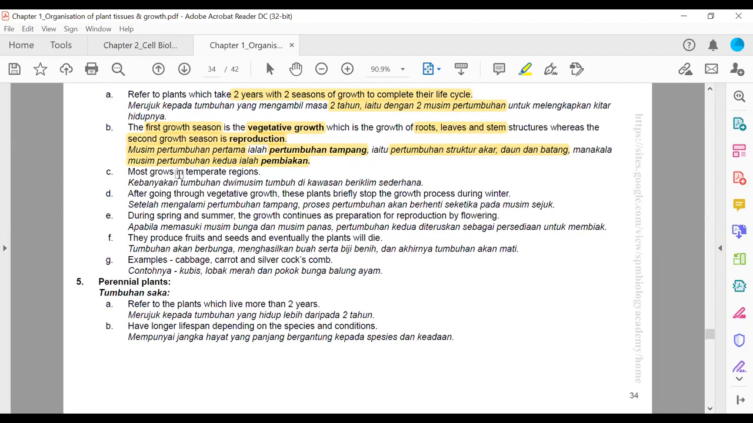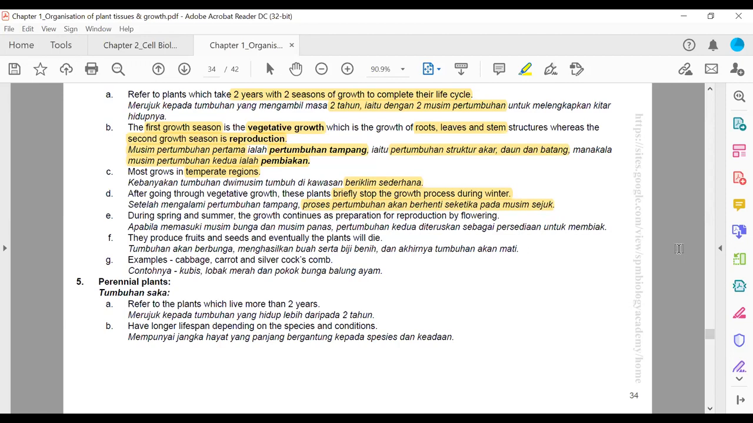Okay. Most grow in temperate regions. Kebanyakan tumbuhan ini tumbuh di kawasan beriklim sederhana. Temperate regions means negara yang ada 4 musim. So most of the biennial plants grow in countries experiencing 4 seasons, 4 musim. After going through vegetative growth, these plants briefly stop the growth process during winter. So setelah mengalami pertumbuhan tampang where root, leaves and stems grow, proses pertumbuhan akan berhenti seketika pada musim sejuk.